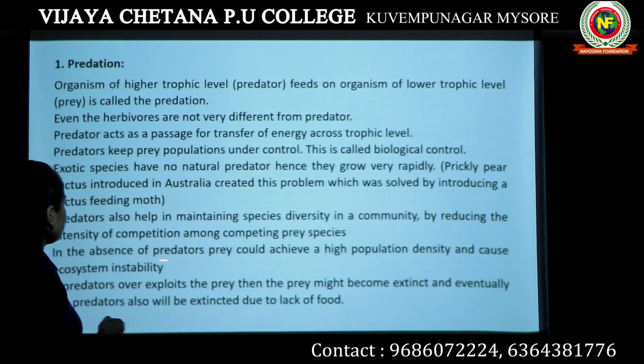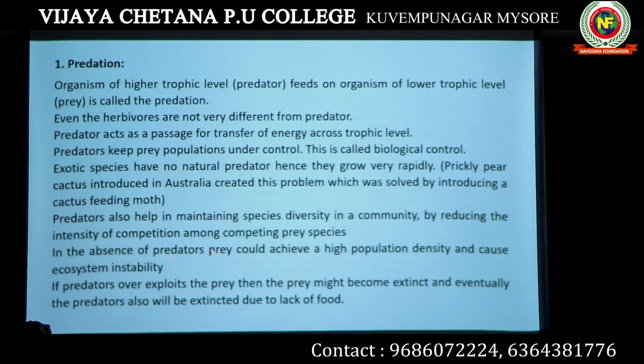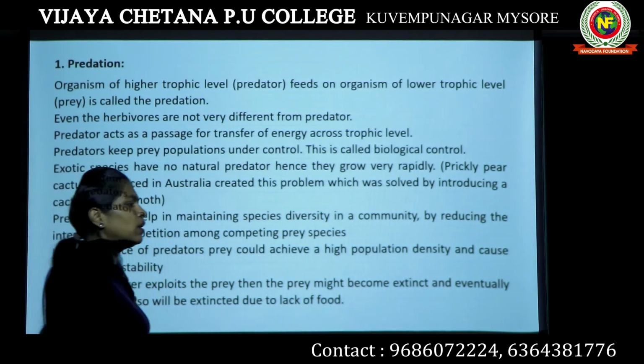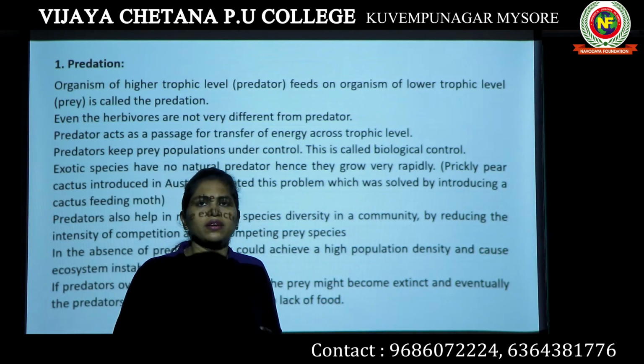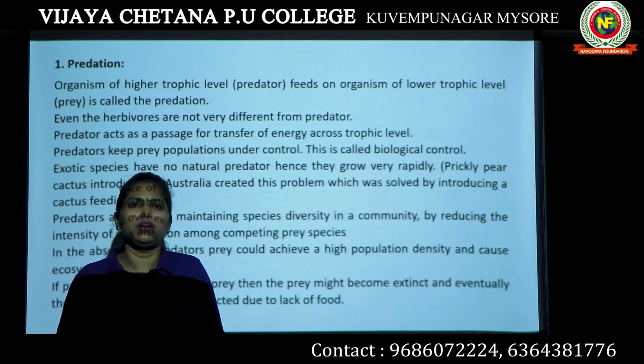In the absence of predators, prey could achieve a high population density and cause ecosystem instability. Imagine there are no tigers to feed on this particular deer. There are no tigers, there are no lions to feed on the deer population.